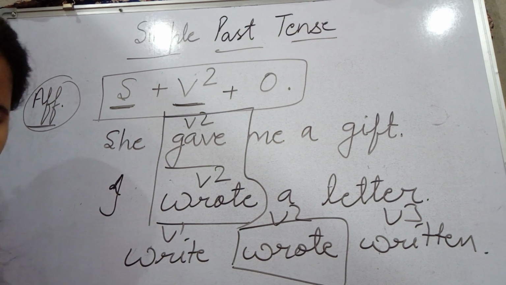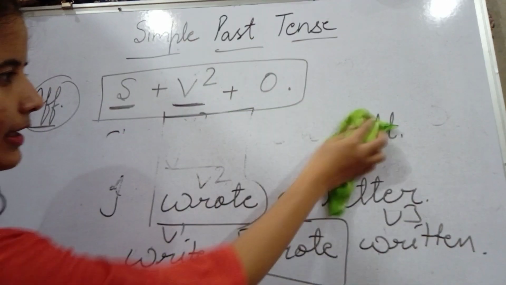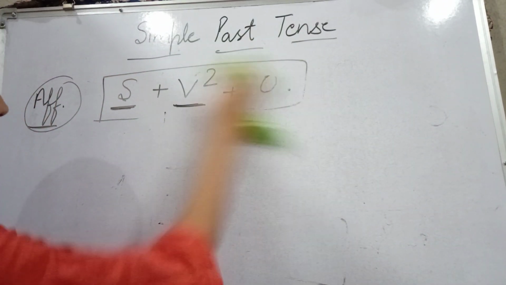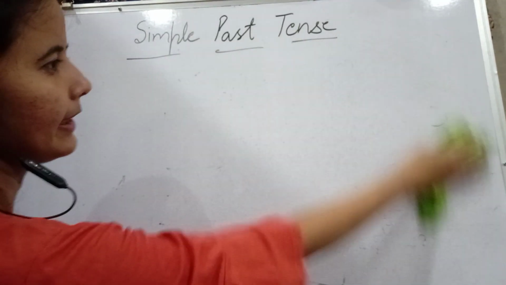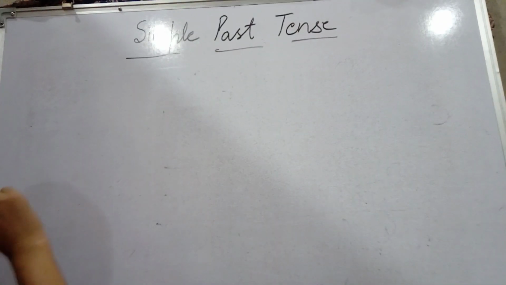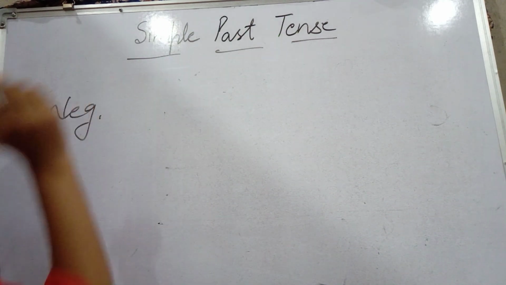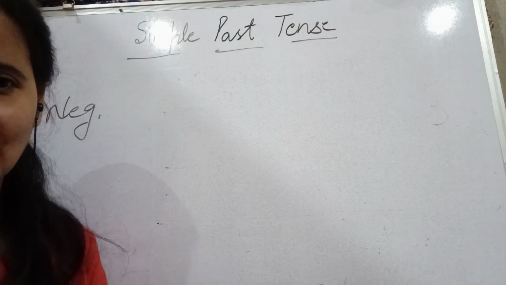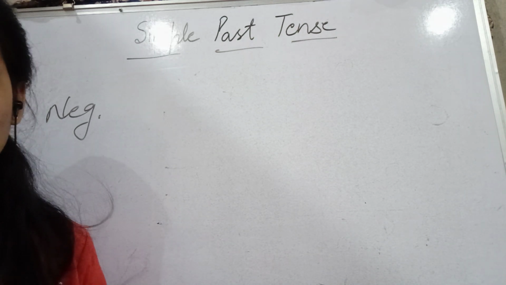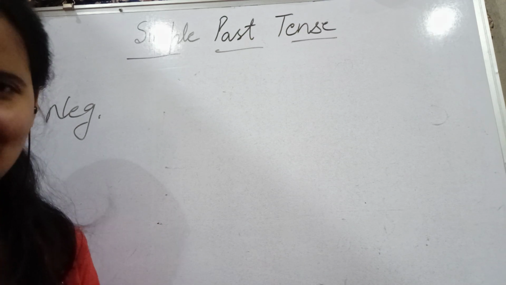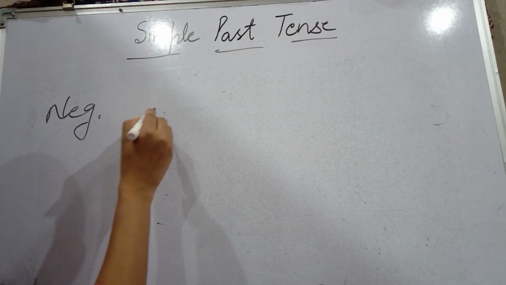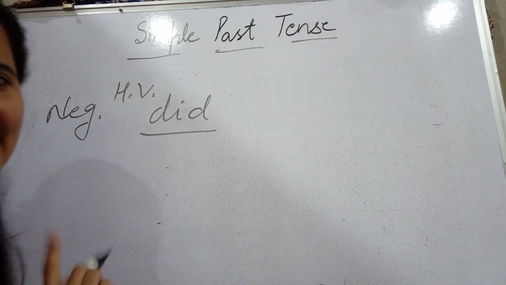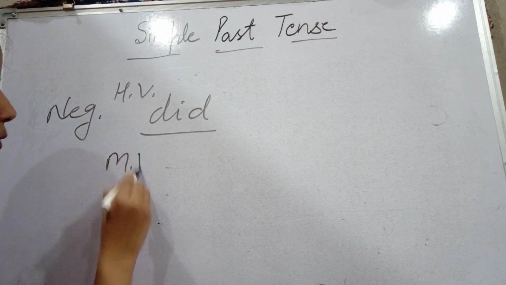Now you have to see negative sentences. These were affirmative sentences. Now we will look at the negative sentences. In a negative sentence, do remember, as we have discussed earlier as well, we need a helping verb. So what helping verb will be used here? Just guess. I think you have guessed it. So did will be the helping verb in negative sentences.